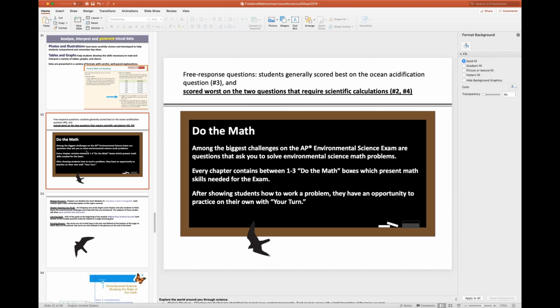We also have a lot more Do the Math. We now have between 1 and 3 Do the Math boxes in each chapter. We used to have 1 or 2 in most chapters, but now we have them in all chapters. Again, this bullet is repeating what we've said. Scientific calculations and numerical analysis are what some people say is the difference between a student getting a 4 and a 5 on the exam. You can know all the concepts, you can memorize all the facts that might be asked on multiple choice questions, but unless you can do manipulation of numbers, you might have a hard time getting a 5. We're really excited about that, with more Do the Math boxes, and every single one of them has a Your Turn where we don't give the answer and you can assign that as homework. You have the answer in the teacher's edition, but your students do not.